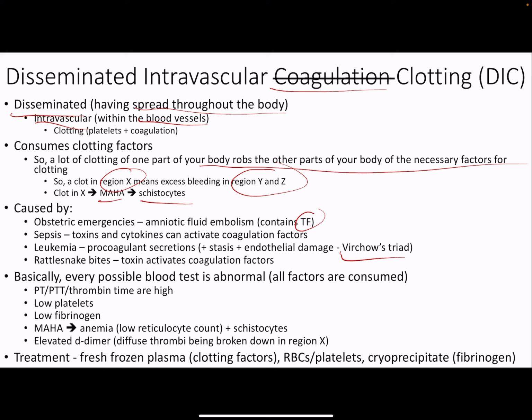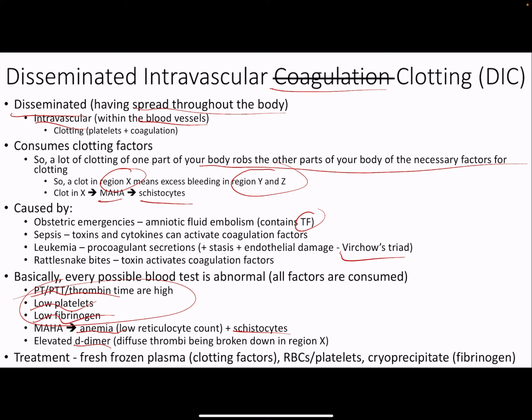And because we're consuming all of our coagulation factors, all of our platelets, pretty much all of these tests are going to be abnormal. All of our times are going to be higher. It's going to take longer to clot. We're going to have lower platelets because we're consuming them in region X. Fibrinogen is going to be all used up. And we're going to have anemia because we're destroying a lot of our red blood cells in the microvasculature. And so we're going to have schistocytes and elevated D-dimers, because it is true that, yes, we're using up a lot of our clotting factors. But nevertheless, in region X, we had a ton of clotting, and eventually that clot's going to be broken down, and that's going to give us a lot of D-dimers.